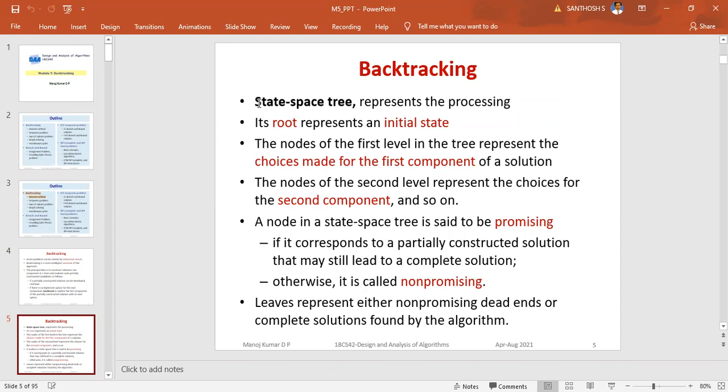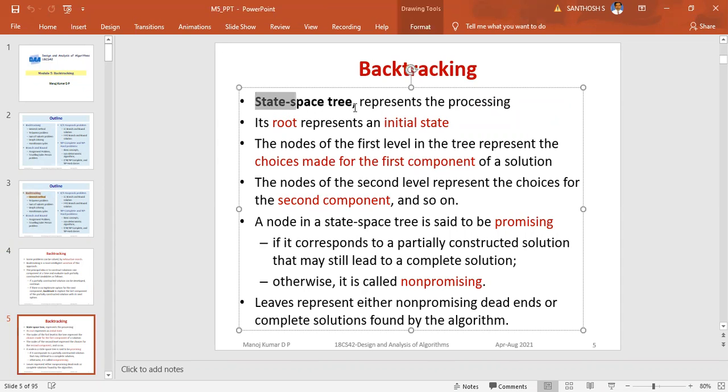The first concept of backtracking is the state space tree. It represents the processing. Its root represents the initial state. The nodes of the first level in the tree represent the choices made for the first component of the solution. The nodes of the second level represent the choices for the second component, and so on.